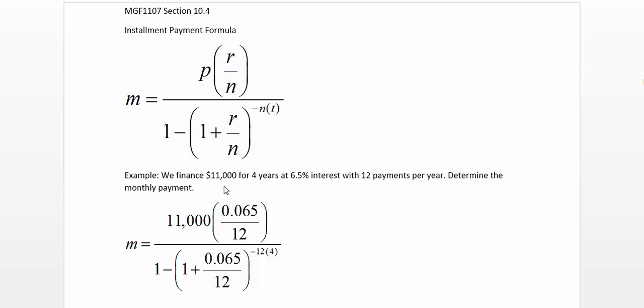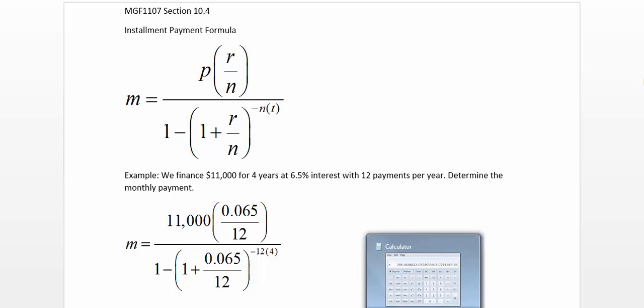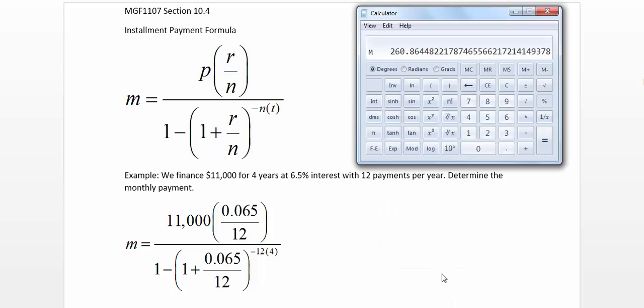So let's work a problem. We finance $11,000 for 4 years at 6.5% interest with 12 payments per year. Determine the monthly payment. So I've taken the information from my problem and I've put it into my formula. Now in this formula there's a couple ways to work the problem.